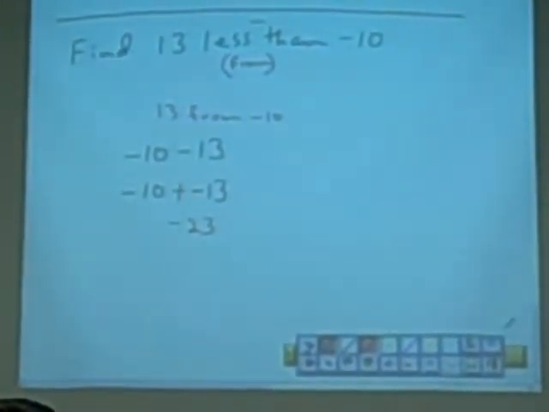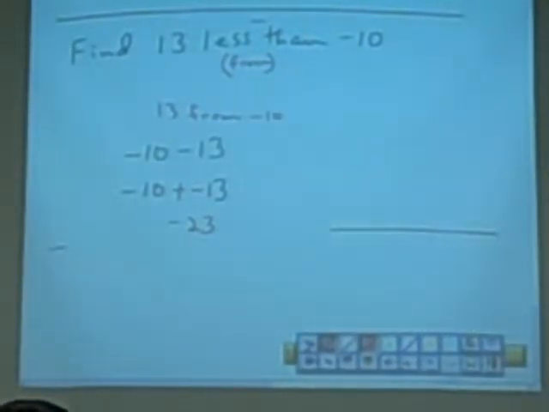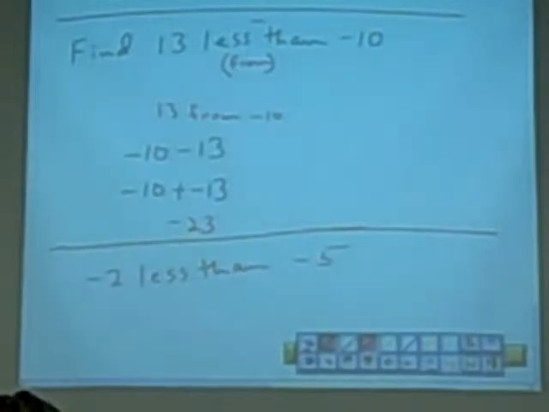Order does matter for subtraction because you're going to have opposite signs. And then what's more critical is if we were to say, let's say, negative 2 less than a negative 5. Well, that would be like saying from, right? Negative 2 from negative 5. So you would write this how? What would go first? Negative 5 minus a negative 2.